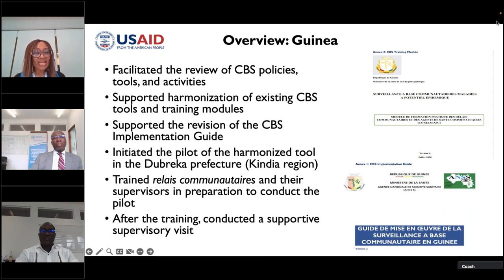But unfortunately, IDDS implementation for CBS in Guinea was cut short abruptly because of the COVID-19 outbreak, whereby IDDS activities in Guinea solely focused on diagnostics. But nonetheless, with COVID-19 funding, we were able to integrate COVID-19 into the existing CBS tools.